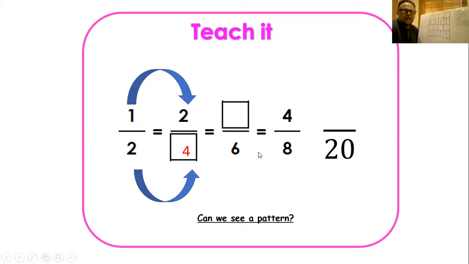Now, without necessarily spotting that pattern, I might have been able to work out the equivalent fraction, because what are all these fractions the equivalent of? Well, they're all equivalent to a half, because that's at the start. So 1 is half of 2. 2 is half of 4. What number is half of 6? 3. And 4 is half of 8.